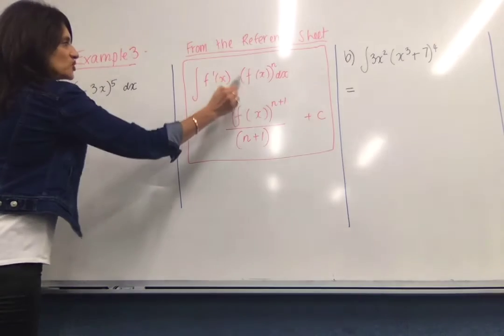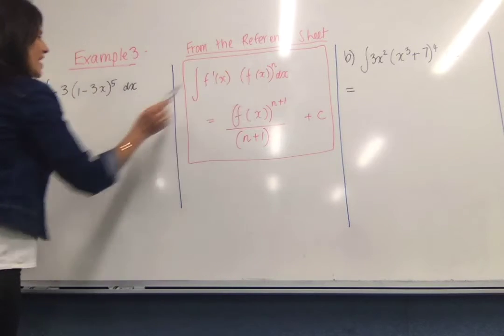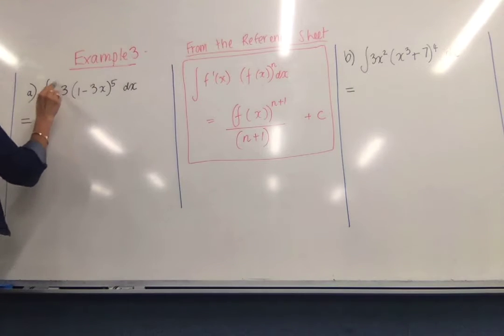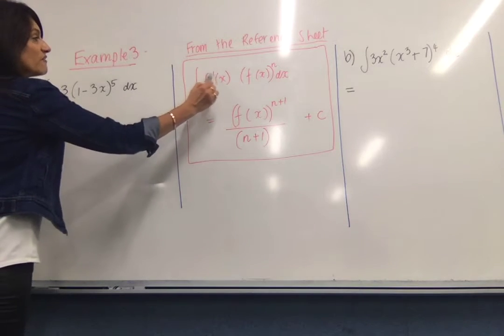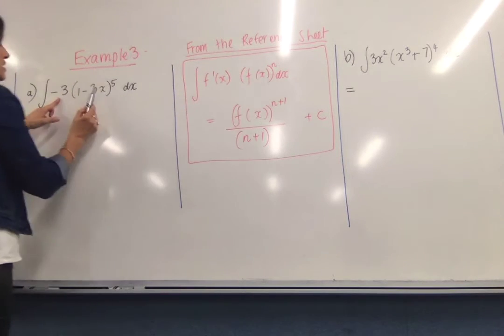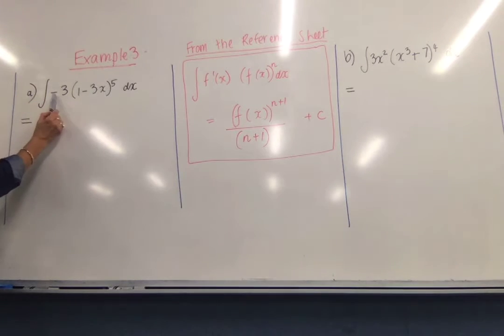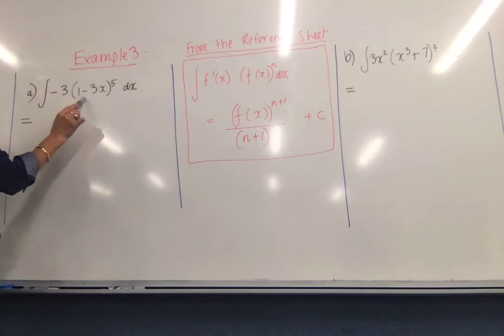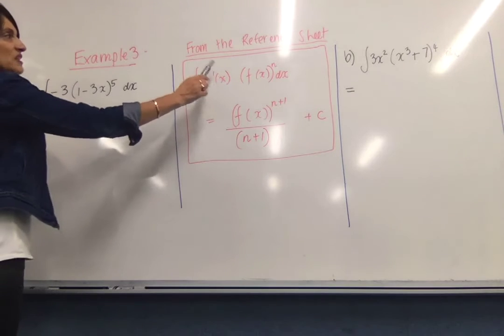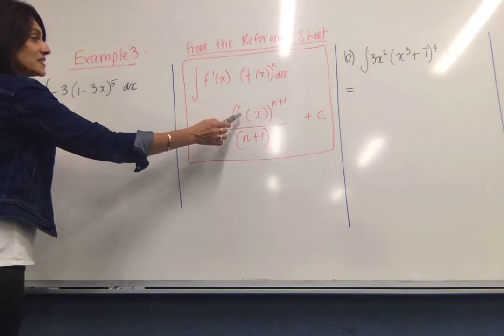So this is our function, and it's being raised to a power of 5, so our value for n is 5. And then what we've got in front of it, this negative 3, is actually the derivative of what's inside the brackets. Now look here, the derivative of what's inside this bracket is negative 3. So this is a perfect example where we can use what's on the reference sheet to help us find the result from this integral.